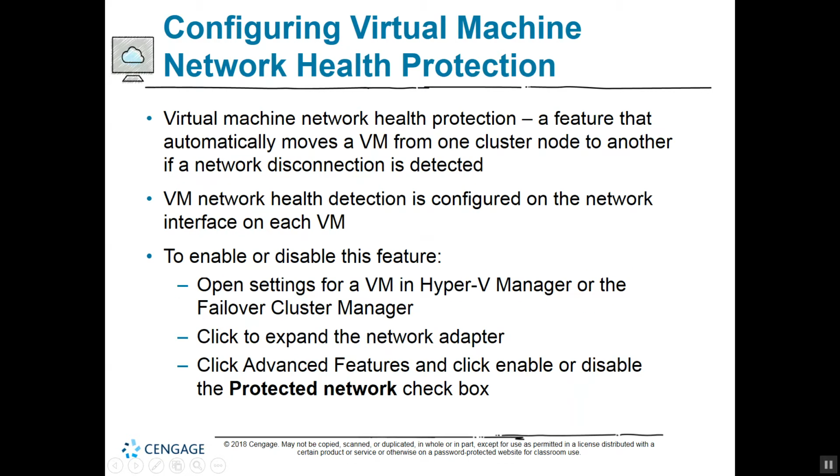Okay. Now, virtual machine network health protection is a feature that automatically moves a VM from one cluster node to another if a network disconnection is detected. The VM network health detection is configured on the network interface on each VM. To enable this feature or disable it, open the settings for a VM in Hyper-V Manager or Failover Cluster Manager. Click to expand the network adapter, click Advanced Features, and then click Enable or Disable Protected Network checkbox.